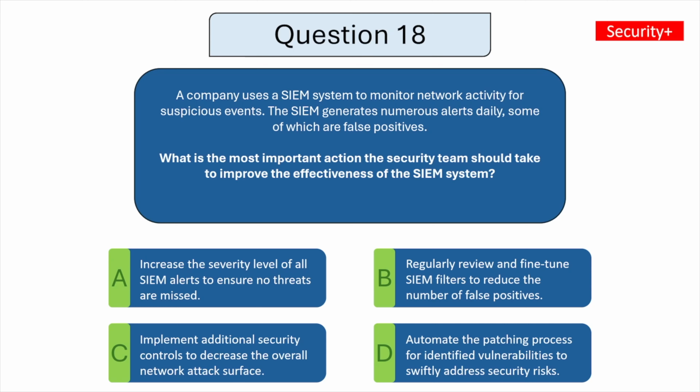Okay, let's see here. So the key here is improving the effectiveness. And the scenario explicitly points out numerous alerts daily, some of which are false positives. Option B would directly address that pain point, so I'm leaning towards B, fine-tuning the SIM filters. Very common, and it's a never-ending job in the real world. Could be wrong, but I'm going to go with B here.